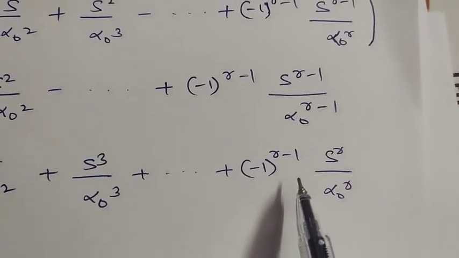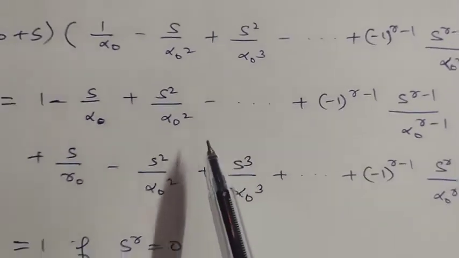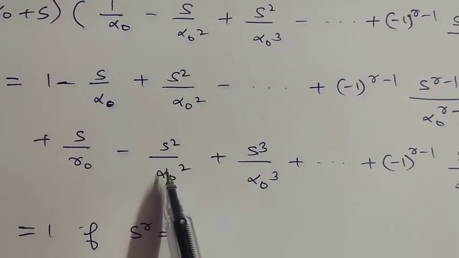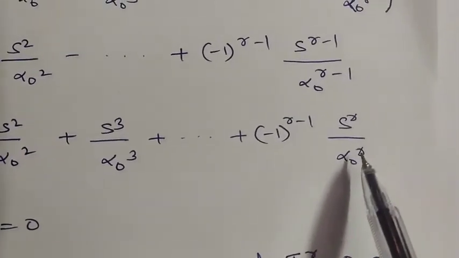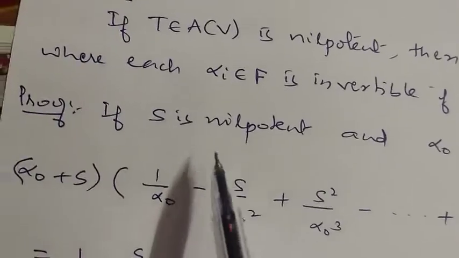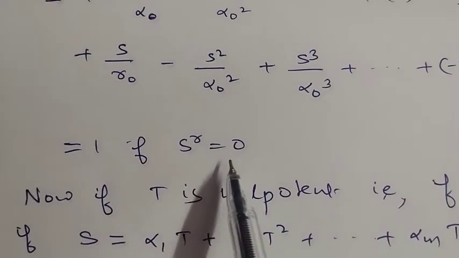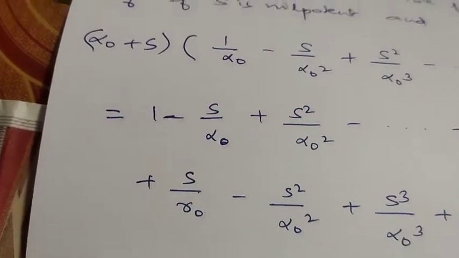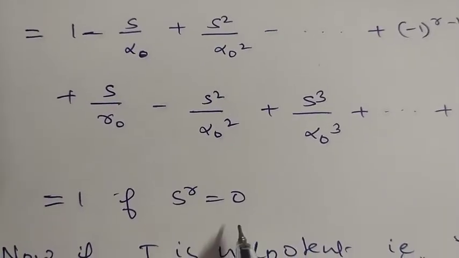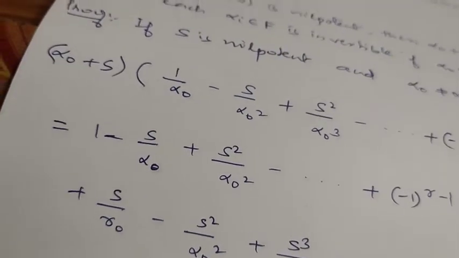The term is (-1)^(r-1) S^r / α₀^r. So the terms get cancelled, and the only remaining term is 1, because the last term also remains, but S to the power of r is 0 because S is nilpotent. This total is equal to 1 if S is nilpotent, that is, S to the power of r is 0. Understand now?